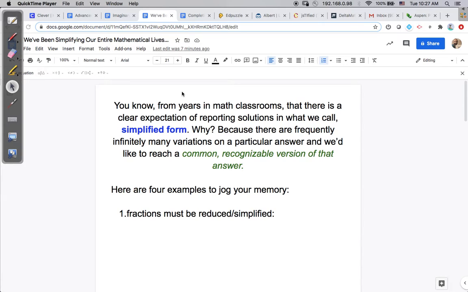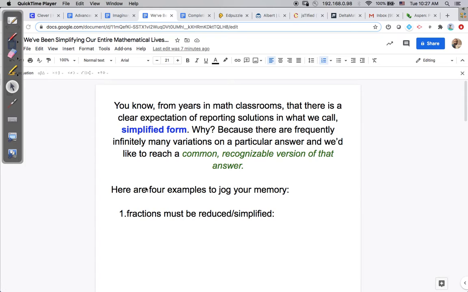You know from years in math classrooms that there is a clear expectation of reporting solutions in what we call simplified form. Why? Because there are frequently infinitely many variations on a particular answer, and we'd like to reach a common, recognizable version of that answer. Here are 4 examples to jog your memory.